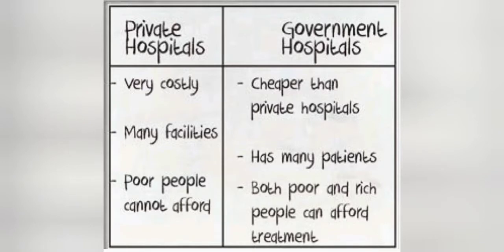Private hospitals are very costly, with many facilities that poor people cannot afford. Government hospitals are cheaper than private hospitals and have many patients. Both poor and rich people can afford treatment.